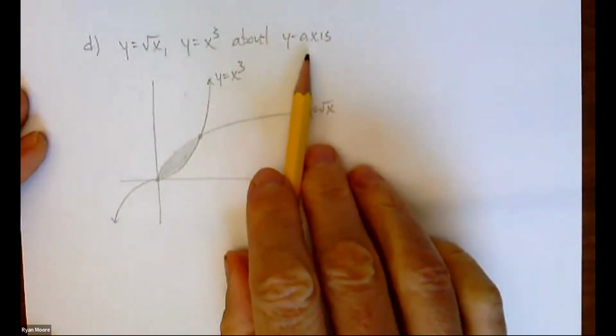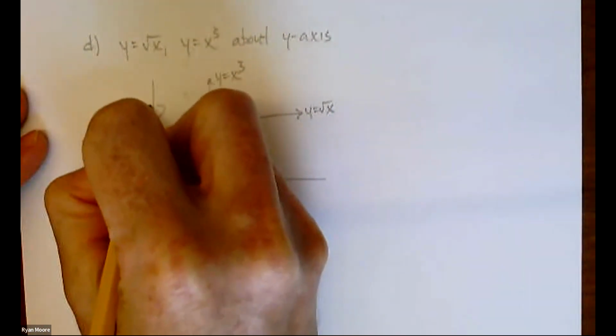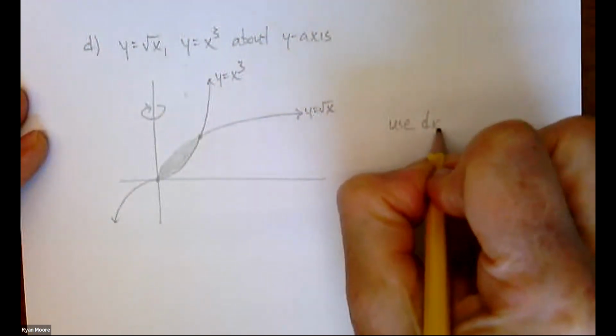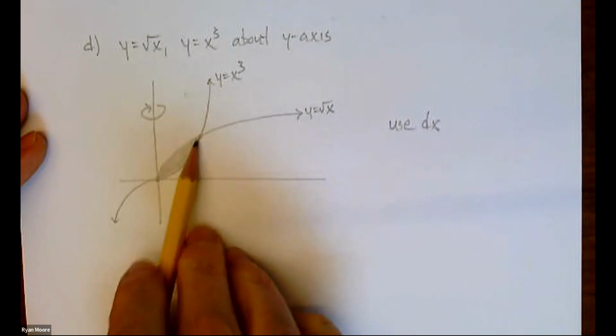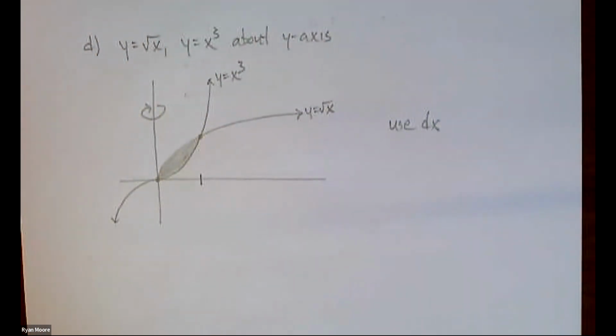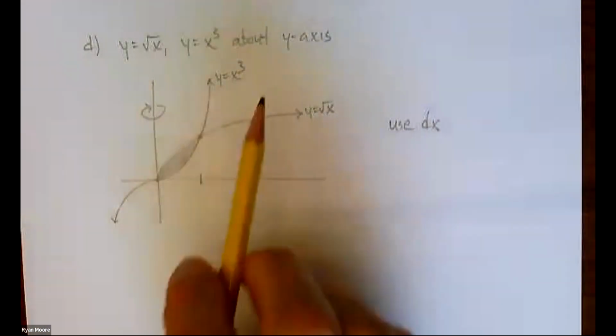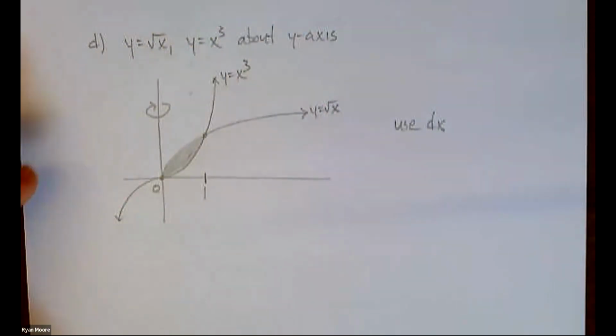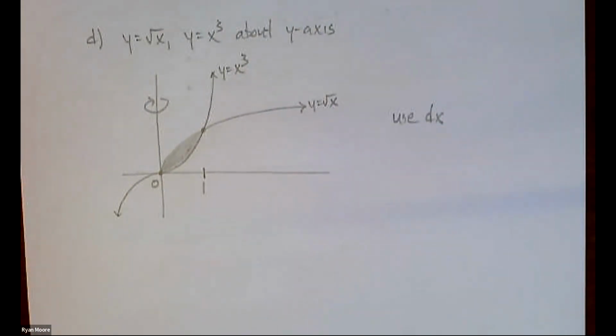Let's see, around the y-axis. Vertical axis, so we're going to use dx. Okay, where they cross, all we care about is the x value. Since we're using dx, where will those cross? At 1, I think, right? 0 and 1. Okay, looking good.